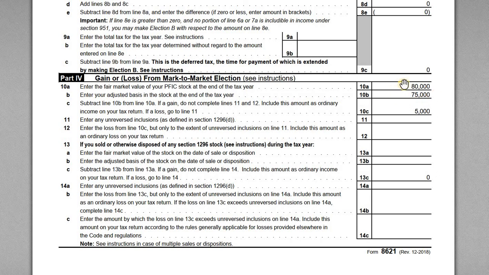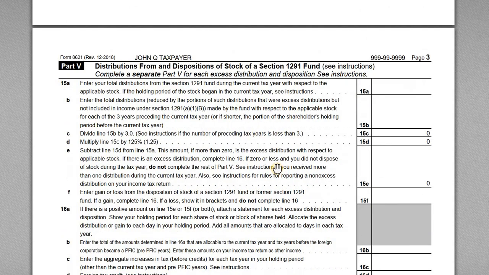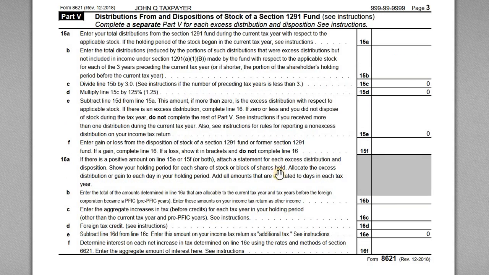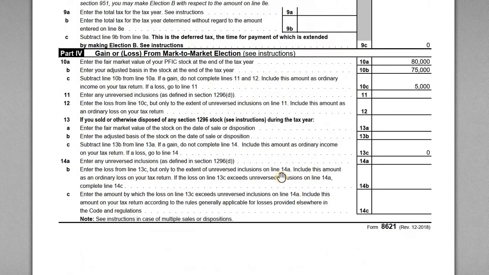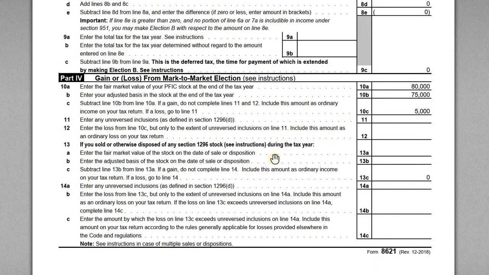But in this year, fair value at the end of the year is 80. His adjusted basis is his initial cost basis, right, which is 75,000. So the amount of the gain here that he's going to include as ordinary income is 5K. Okay, so this is how he completes his 8621. The other sections are all left blank because they don't apply in this context, because he's not leaving it as a 1291 fund. He's not making a QEF election. We're just doing the mark-to-market election here.